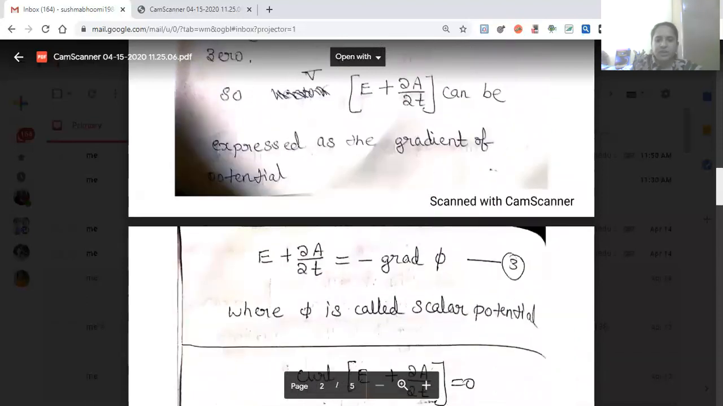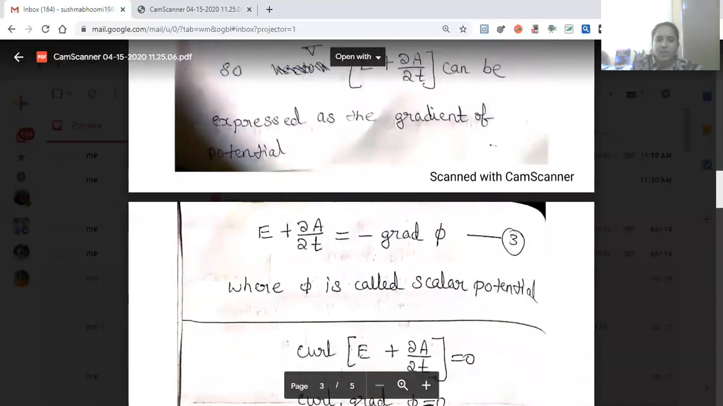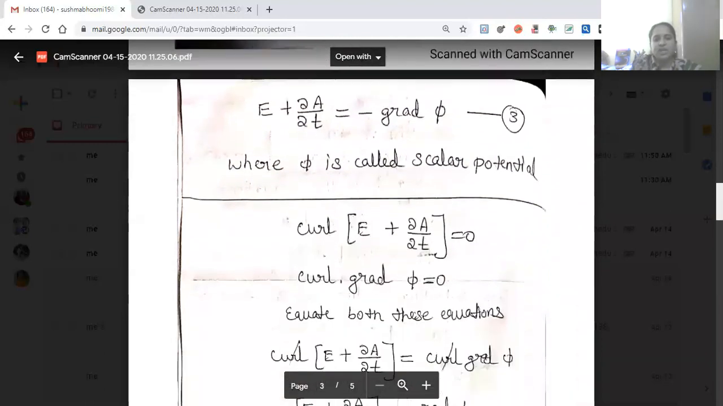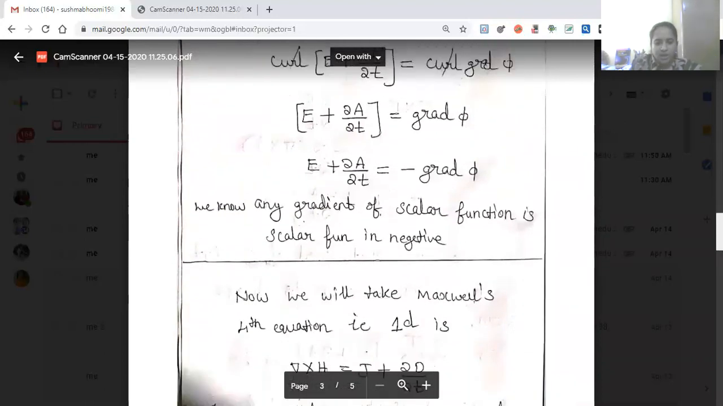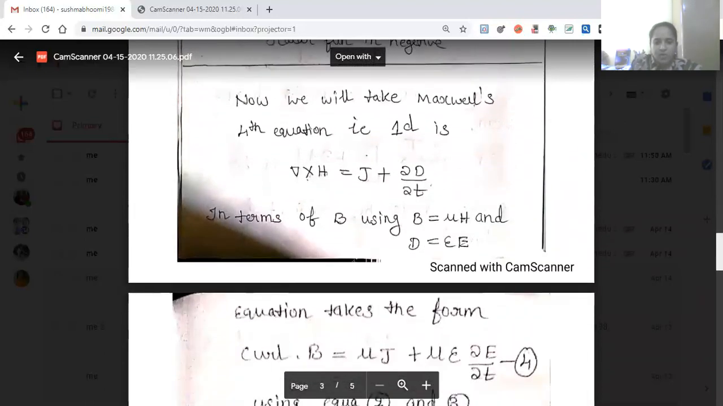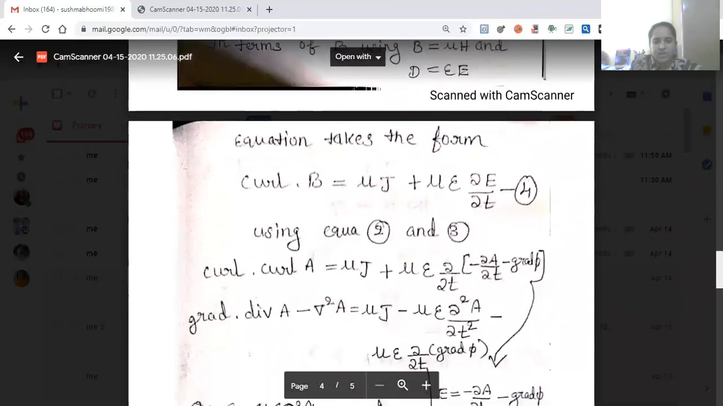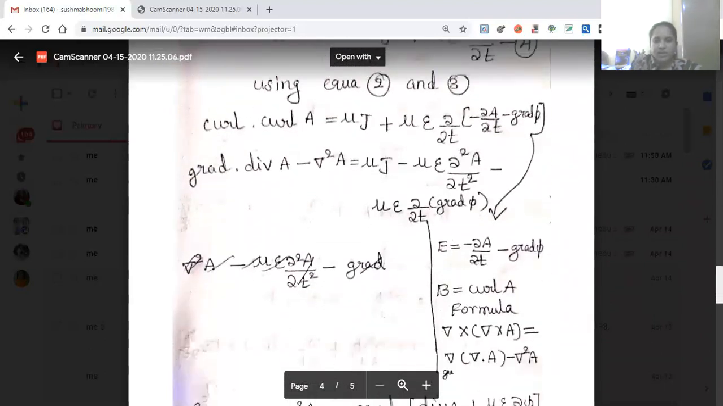And then equation number 3 is what? E plus del by del T of A equal to minus grad phi. So these equations now we'll use here. So what happens when we use these equations? Check in this right side.